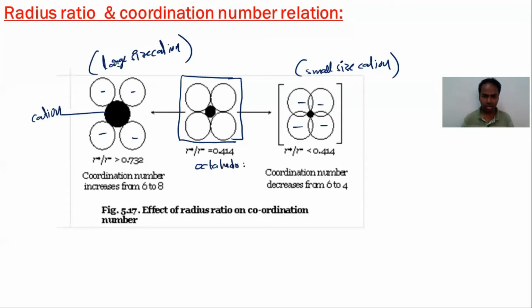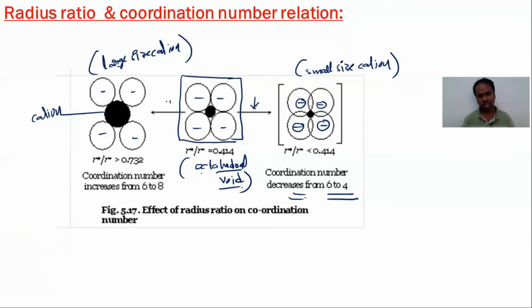For this radius ratio 0.414, the void formed is octahedral void. If the size of the cation decreases, then the adjacent anions come close together. See, these are anions, so they come close. When they come close, they repel each other, the potential energy increases and stability decreases. Now the octahedral becomes tetrahedral. The coordination number also decreases from 6 to 4.